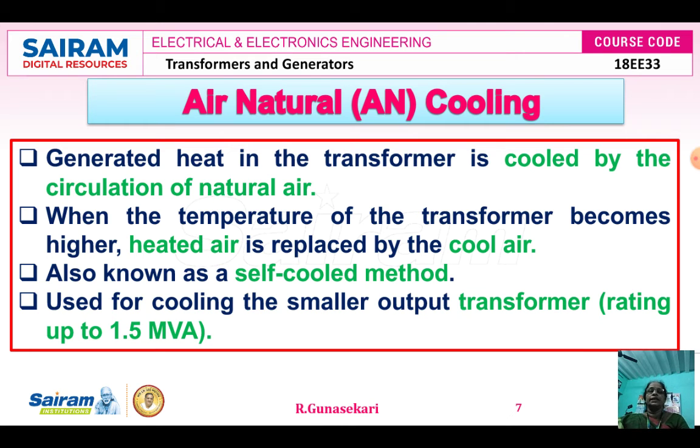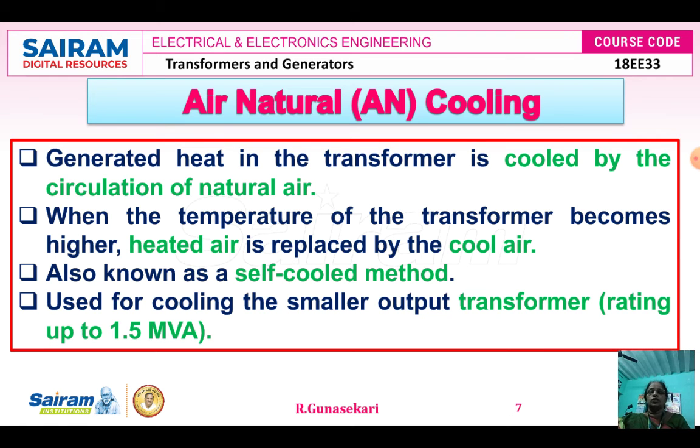Now we study the methods of cooling for dry type transformers. First one is air natural cooling, that is AN. In this method of cooling, the heat generated in the transformer is cooled by natural air circulation. When the temperature of the core, tank or winding is higher, the heated air is replaced by cooled air, because here we use natural cooling only.